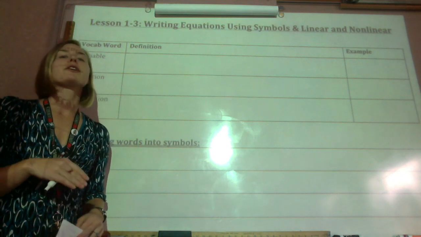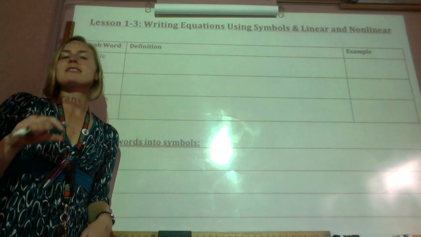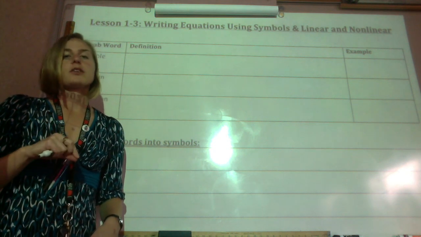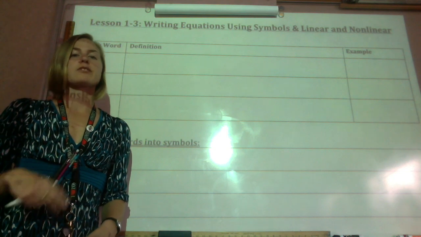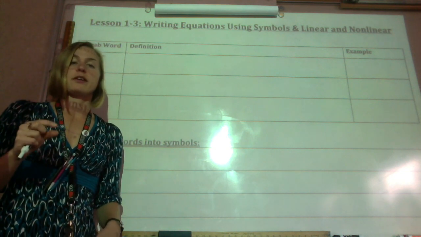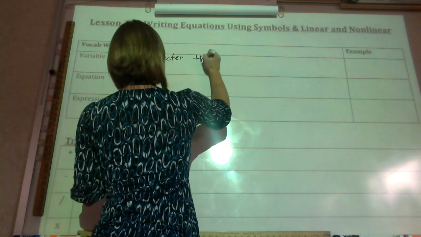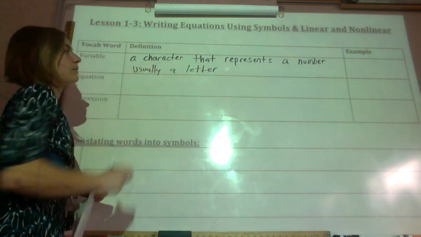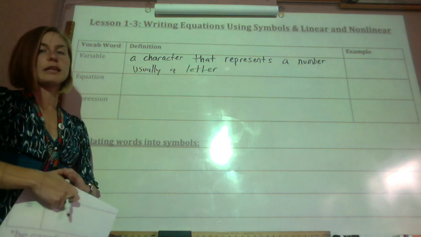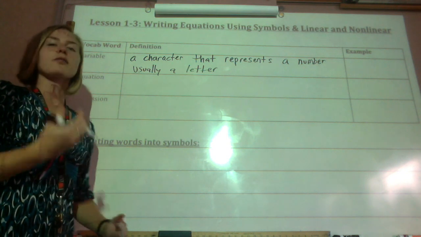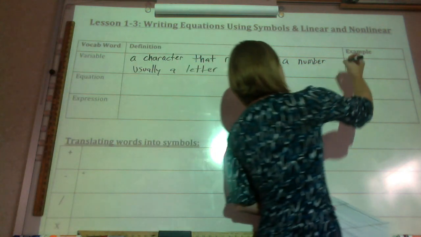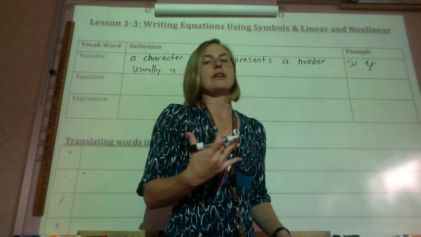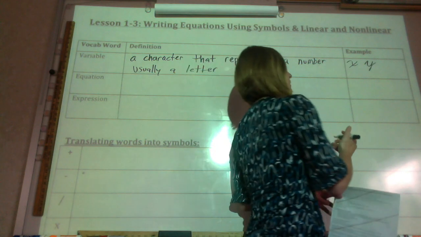Our first vocab word is a variable, and I know you've probably heard that because it's very common in math. So a variable is essentially some symbol, normally a letter, that we're going to use in place of a number. So a lot of times you'll see like solve for x or solve for y, and that is the variable. So let's get that down. A variable is a character that represents a number, and it's normally a letter. So let's get down some examples. Of course, the most common one is x. You also see y a lot, and pretty much any letter. So you can throw in a couple that you like.